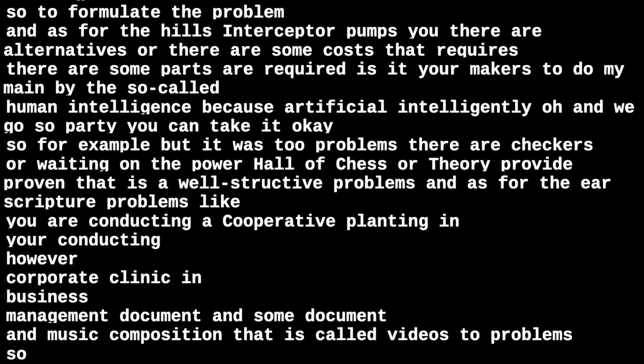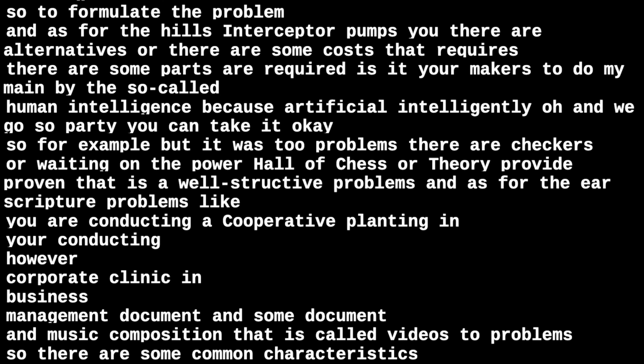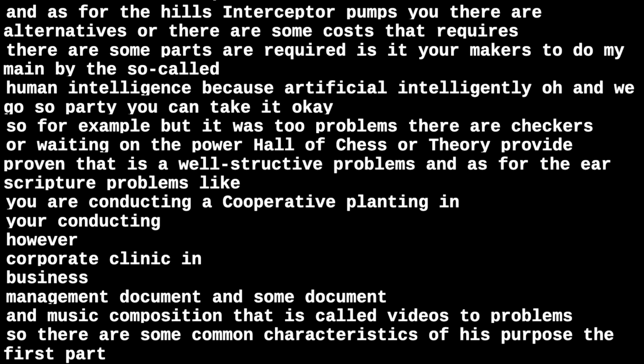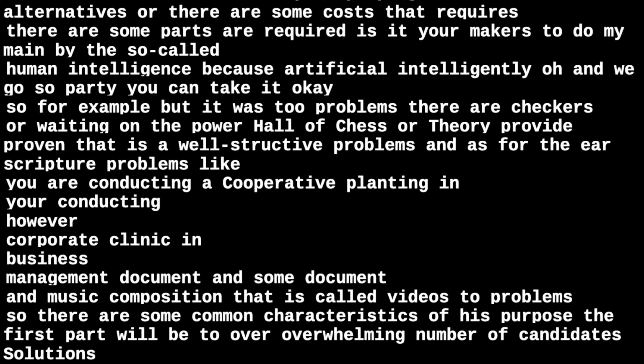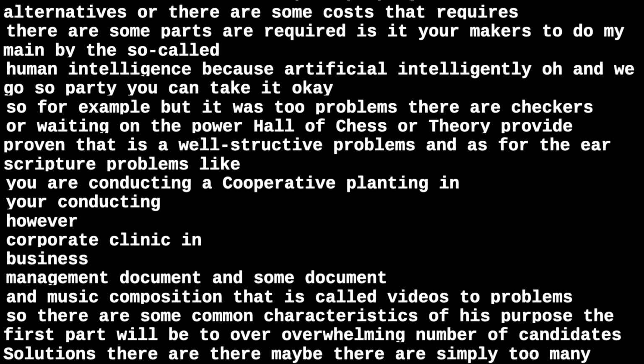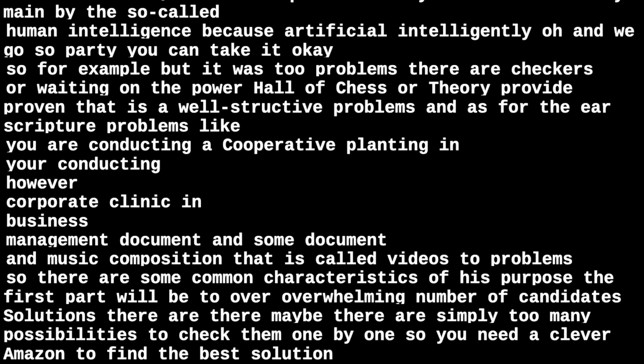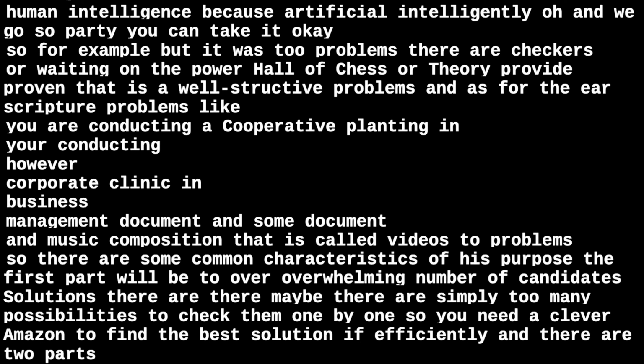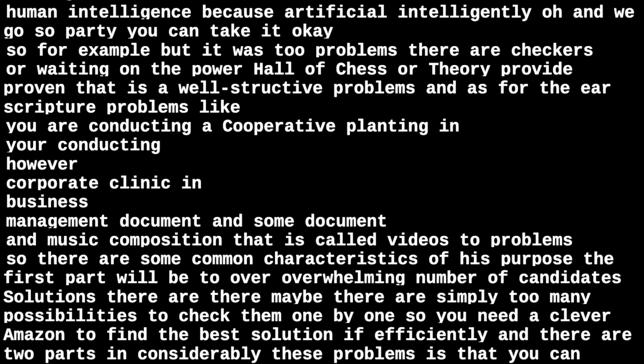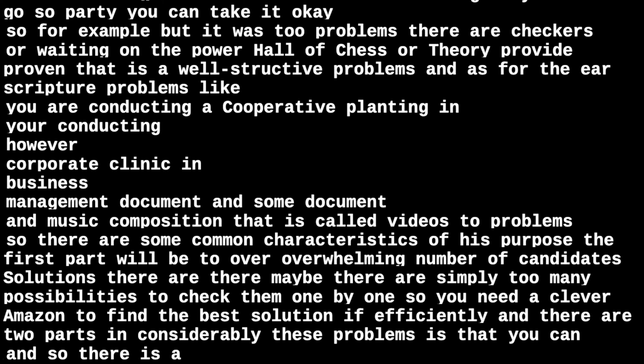There are some common characteristics of these problems. The first is the overwhelming number of candidate solutions. There are simply too many possibilities to check them one by one. So you need a clever algorithm to find the best solution efficiently. And there are two parts to consider in these problems: there is a concept called optimization, or a near-optimal solution.